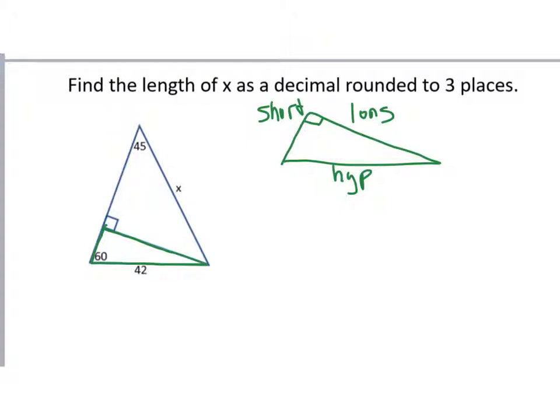If my hypotenuse is 42, then to get to my short leg, the hypotenuse is 2 times the short leg. So I divide by 2. My short leg is 21. And then my long leg is the short leg times the square root of 3. So my long leg is 21 square roots of 3.